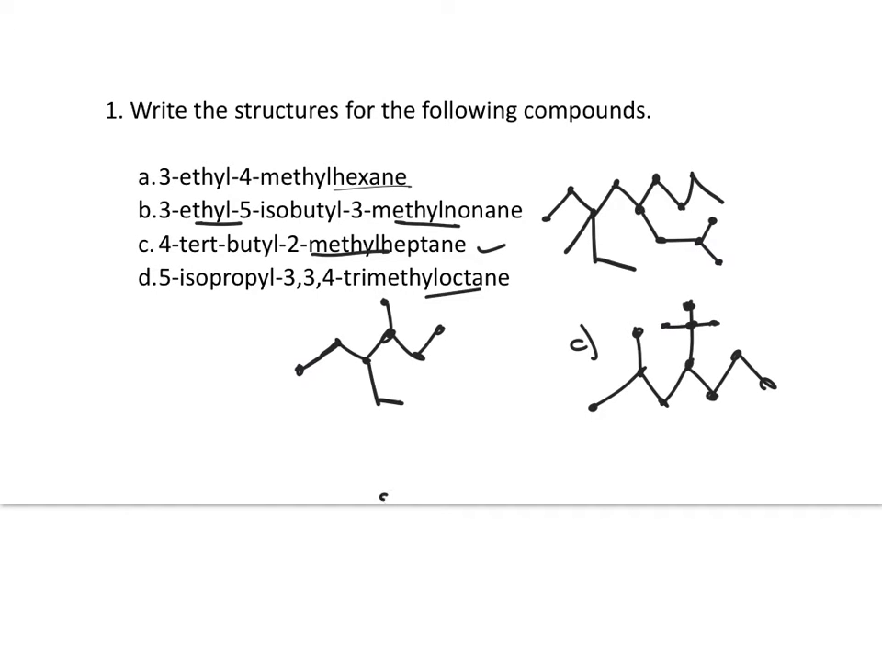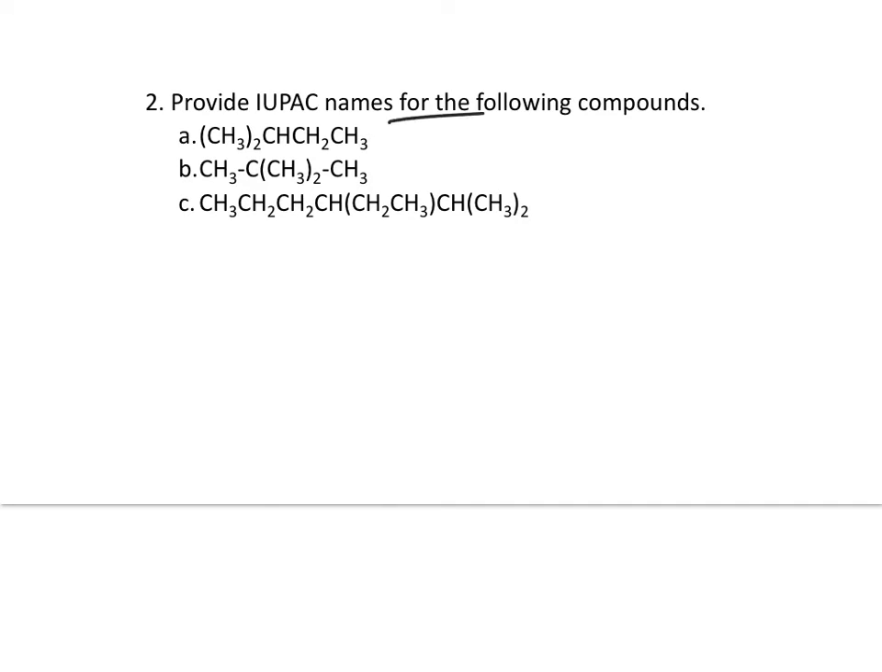The last one, octane, so we have 8, 1, 2, 3, 4, 5, 6, 7, 8. On the third, we have trimethyl, so methyl, methyl, there's 3, and on the 4 we have methyl. So there's your trimethyl. And then on carbon number 5 you have an isopropyl, which is 3 carbons to make a Y. Okay, now for these we want to draw the IUPAC name, so let's draw them out.